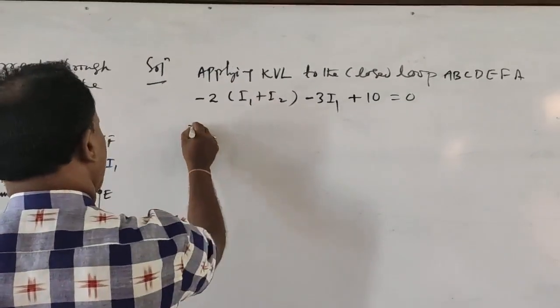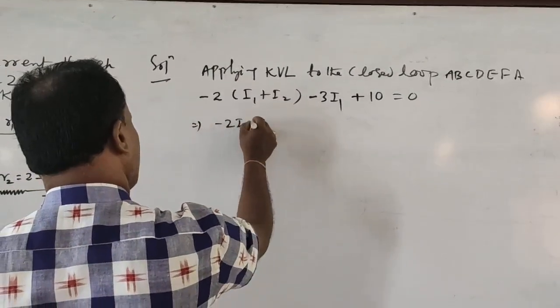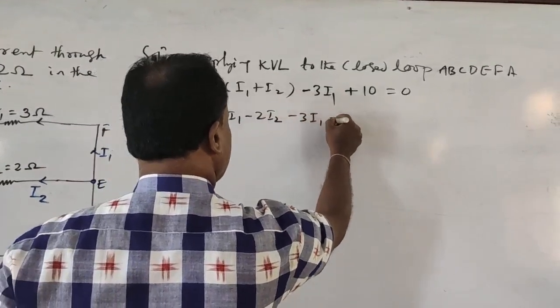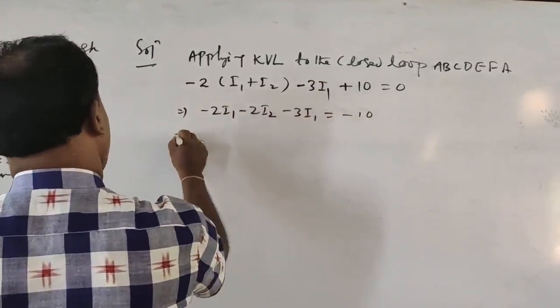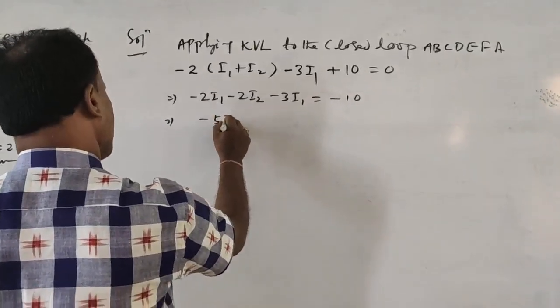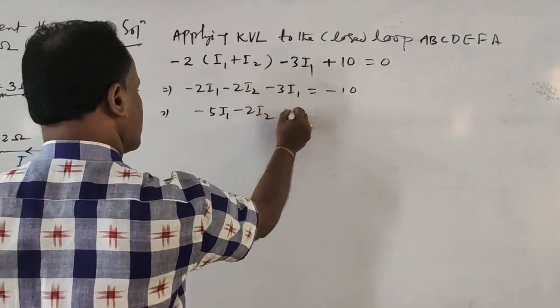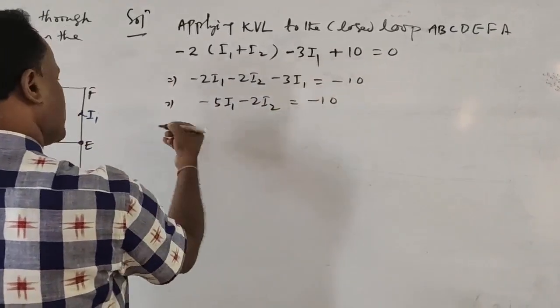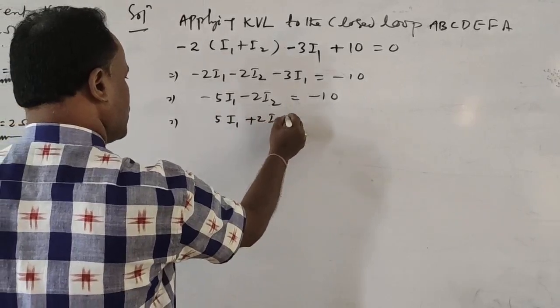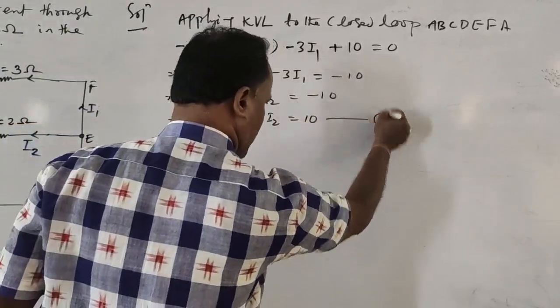So first of all, you solve this. Minus 2I1 minus 2I2 minus 3I1 is equal to minus 10, or minus 5I1 minus 2I2 is equal to minus 10, or you just write 5I1 plus 2I2 is equal to 10. Suppose equation 1.